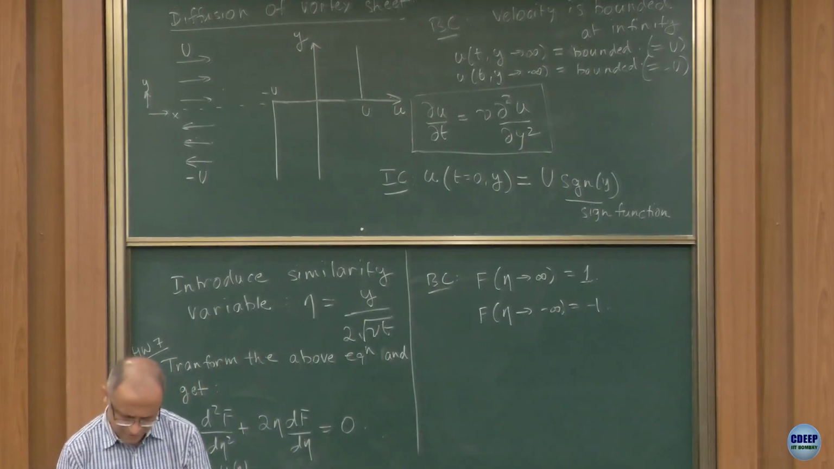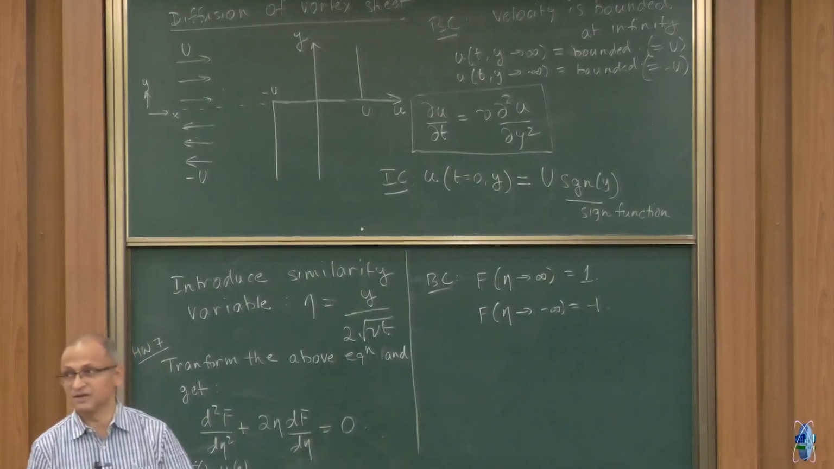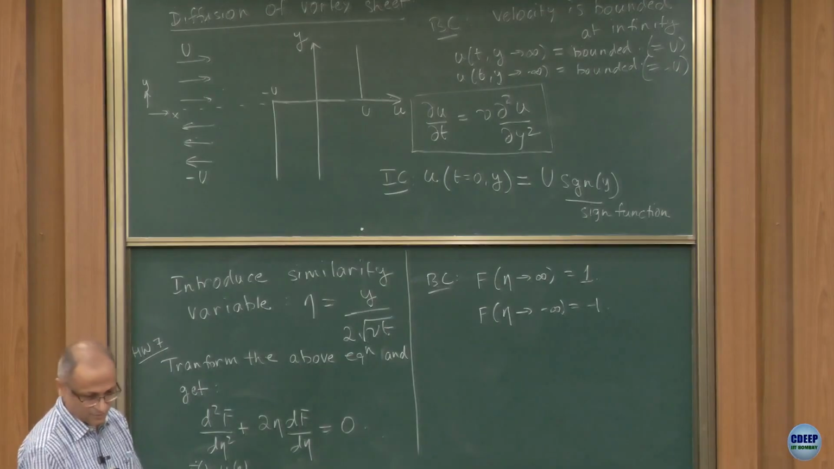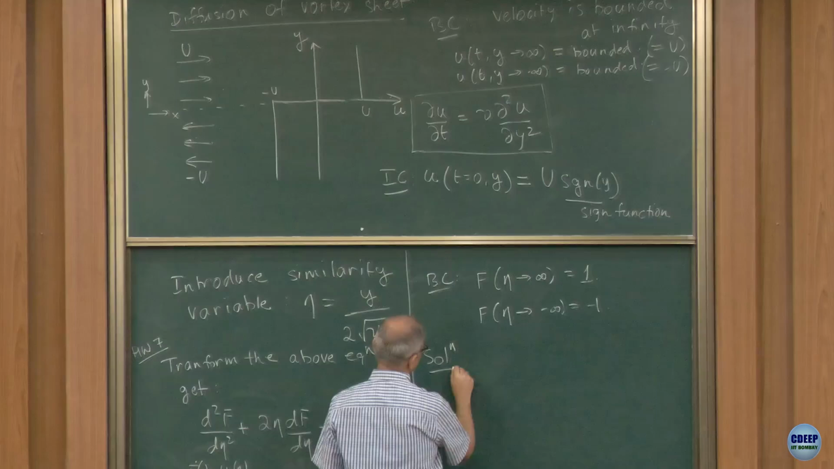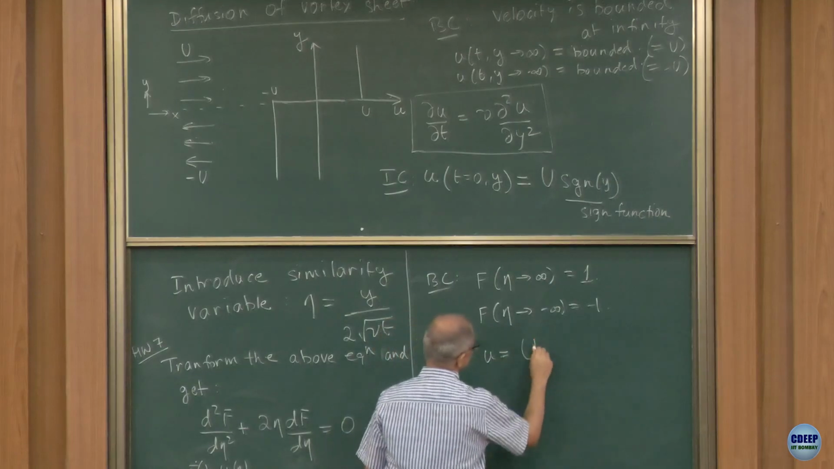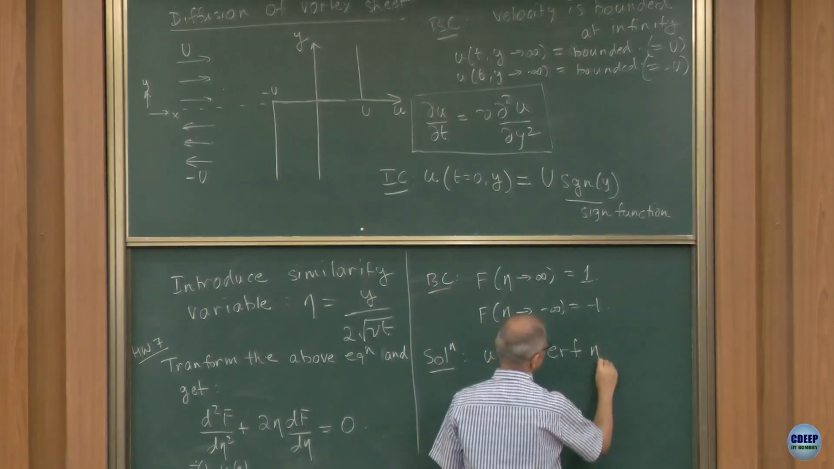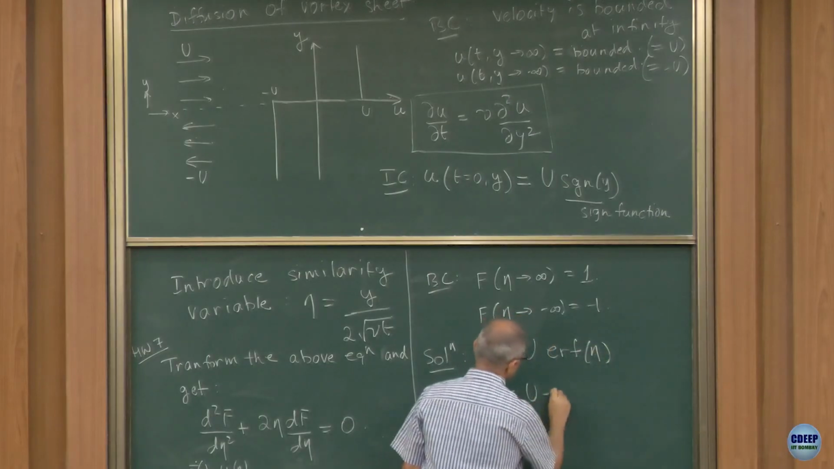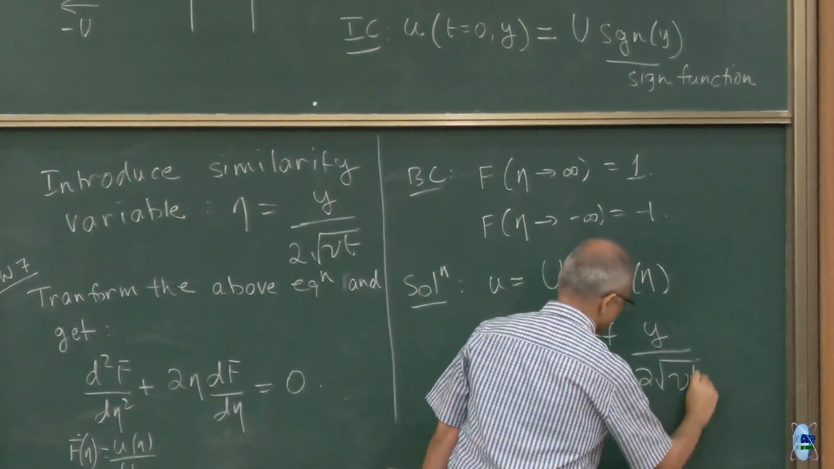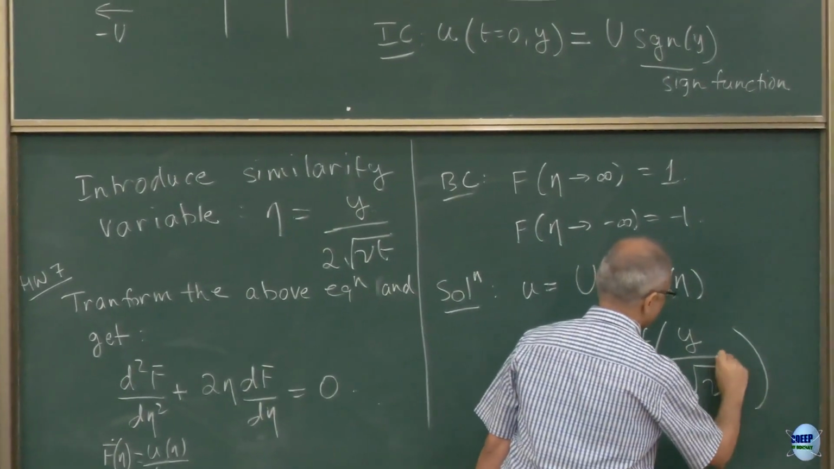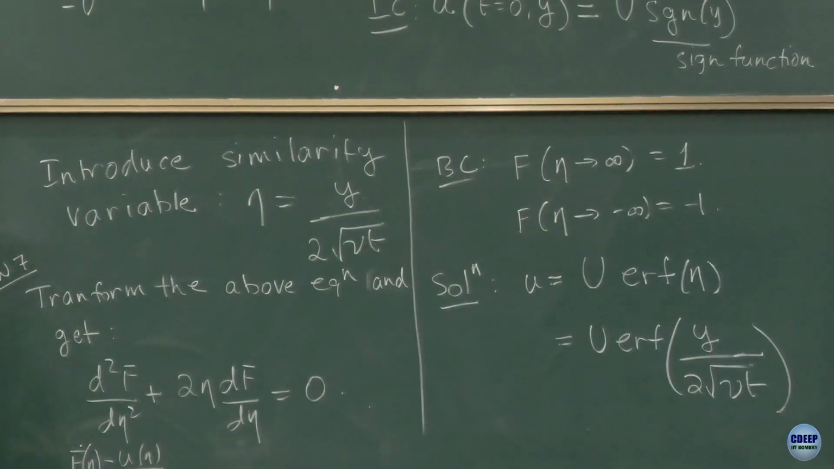Okay, and I can solve this equation again, like whatever we had done. Again, we had gotten an error function earlier, and we will get an error function again here as well. And my solution is u is equal to capital U times the error function of eta, and eta is y upon 2 times square root of nu t. Okay, any questions here?